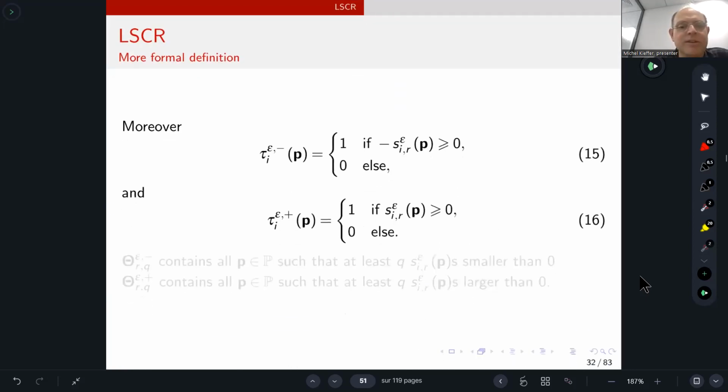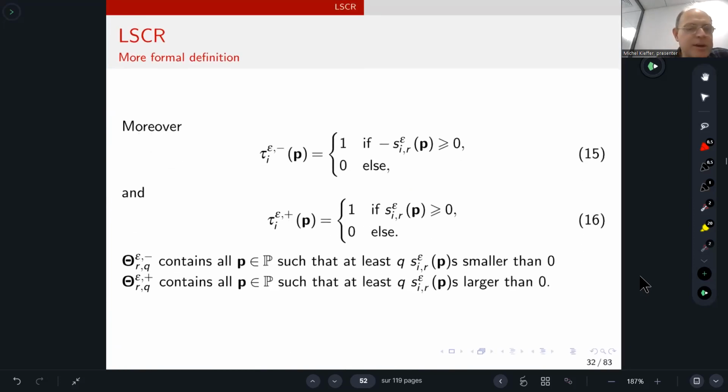I will introduce the indicator functions afterwards. The indicator function theta plus is equal to 1 when the estimate of the correlation function is larger than 0, and theta minus is equal to 1 when the estimate of the correlation function is negative. So theta minus contains all p belonging to P such that at least q of these functions are smaller than 0, and theta plus contains those where at least q of these estimates of the correlation function are larger than 0.